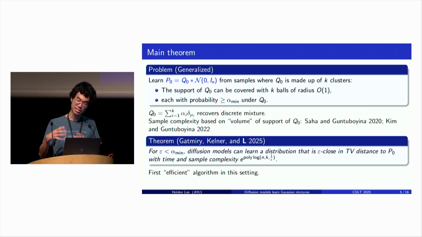That is, its support can be covered with k balls of constant radius. We also need the assumption that each of them has its probability lower bounded by alpha min. In particular, this covers the case where Q0 is supported on k points. Our main theorem is that we can learn a distribution that's epsilon close to P0 with time and sample complexity that's quasi-polynomial in the ambient dimension n, number of components k, and 1 over epsilon. And this is the first efficient algorithm in this more general non-parametric setting.